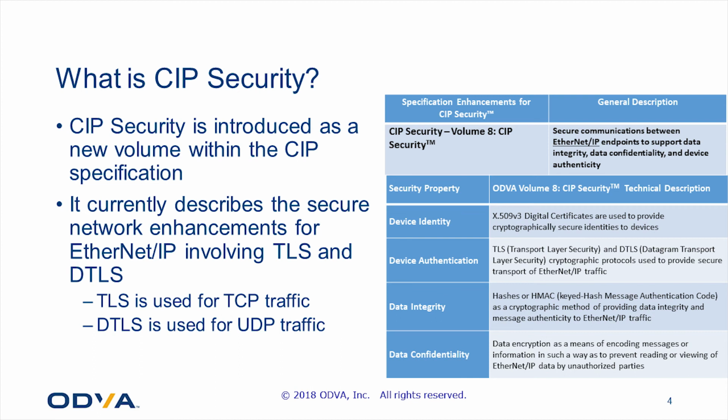With CIP Security, you get several fundamental qualities of security. You get a device identity that's provided by either an X.509 certificate or a pre-shared key. You get device authentication provided through the TLS or DTLS handshake. Data integrity is provided by an HMAC, again in the TLS or DTLS tunnel. And then data confidentiality is provided by TLS, so by AES encryption essentially.